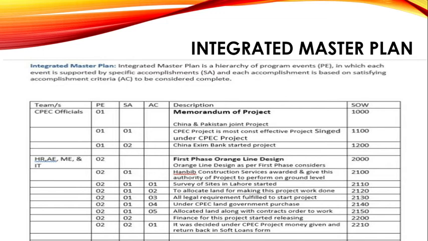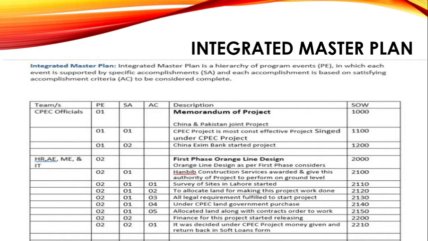For this, on the left side we see the teams, which are actually the resources mentioned, and we have PE, which are the events that happen, then SA, which are special accomplishments, and then there is AC, which is the accomplishment of the basic criteria, and then the description of each is mentioned.